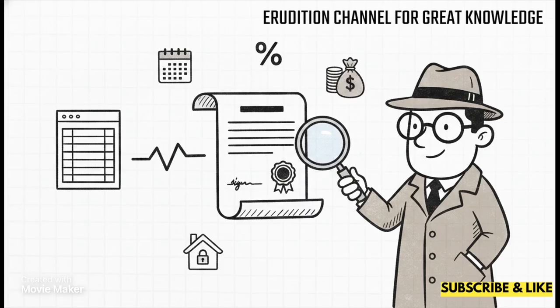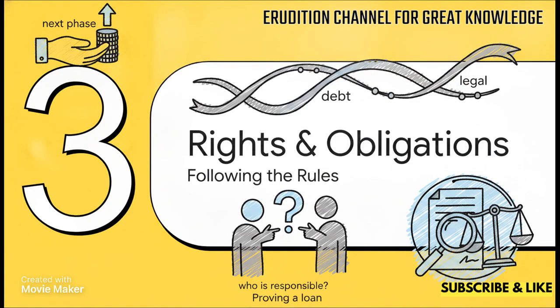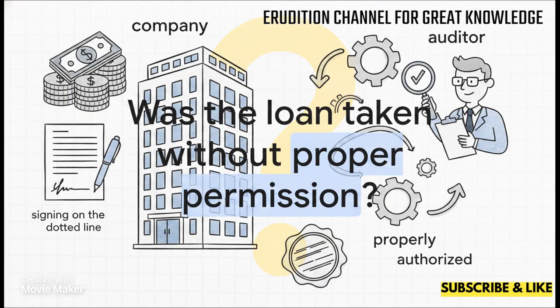Plus, they have to ensure the loan is officially and legally taken out in the client's name. They literally tally the recorded loan right against the paper agreement. Moving on to step 2, rights and obligations, or as I like to think of it, following the rules. Here's the big question for this phase. Did a rogue executive just take out a huge loan without proper board permission? We have to figure out if the procurement of the loan was actually properly authorized.